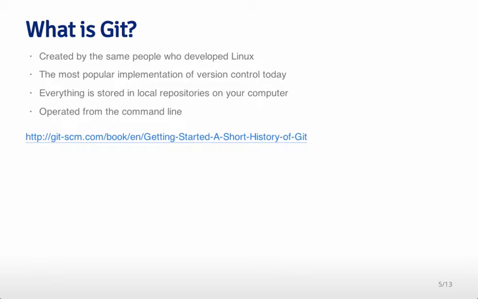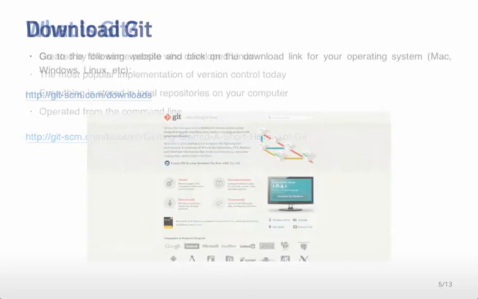Everything is stored in local repositories, or on your computer. They're called repos. And then you do most of the operations from the command line. And so the link I've given you here is a short history of how Git was developed and how to get started.